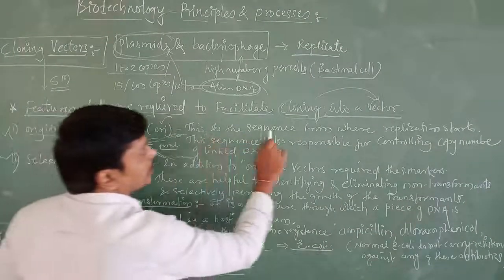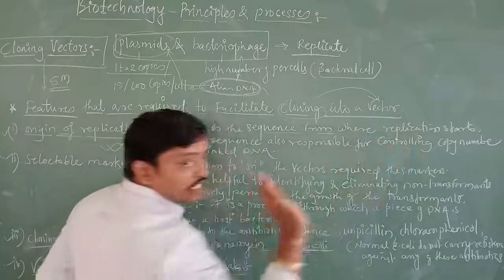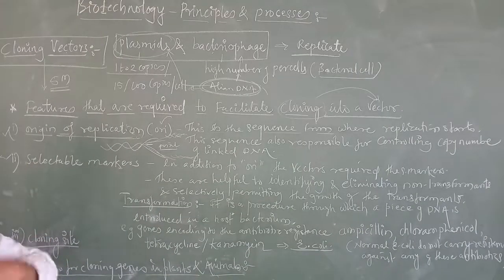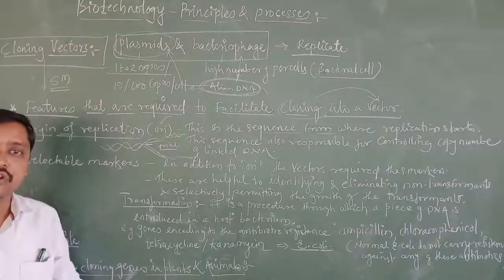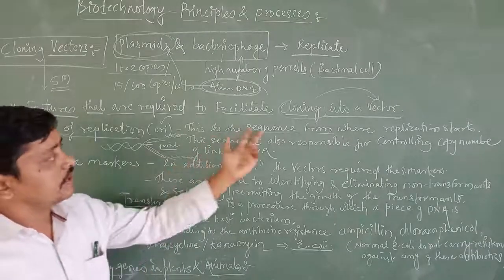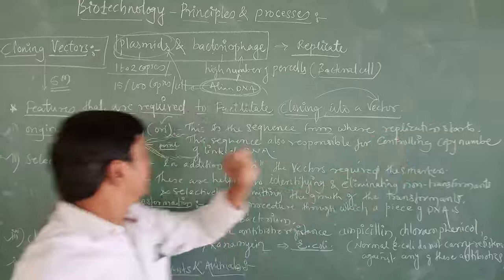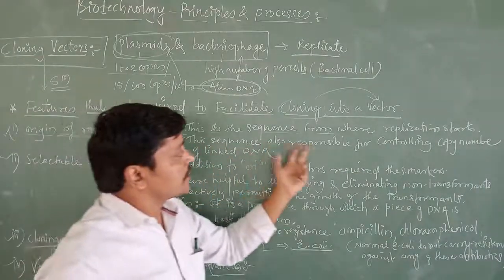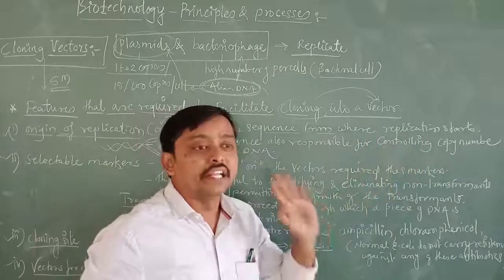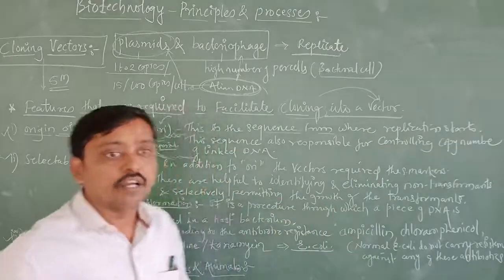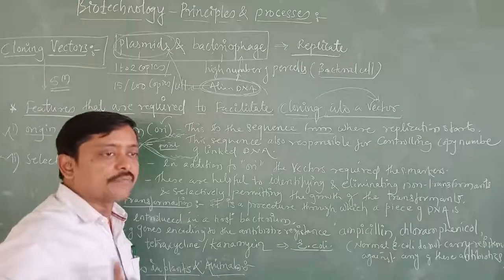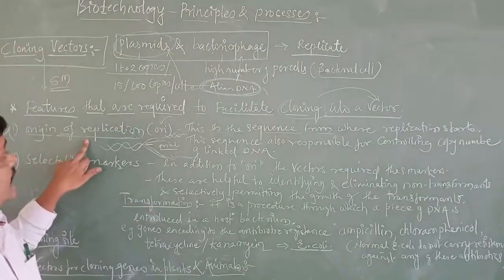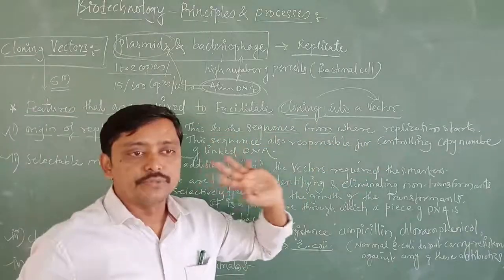This is the sequence from where the replication starts. The replication starts from a particular sequence. Whichever gene we are interested in or whichever protein is going to form, based upon that, the replication is going to start at the sequence there. We call that the origin of replication. And this sequence is also responsible for controlling the copy number. Controlling the copy number in the sense what? For example, 1000 or 500, whatever it may be. Based upon that, the replication controls how many copies we require.